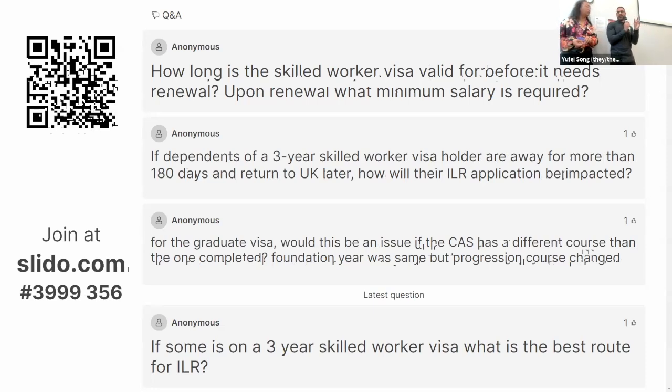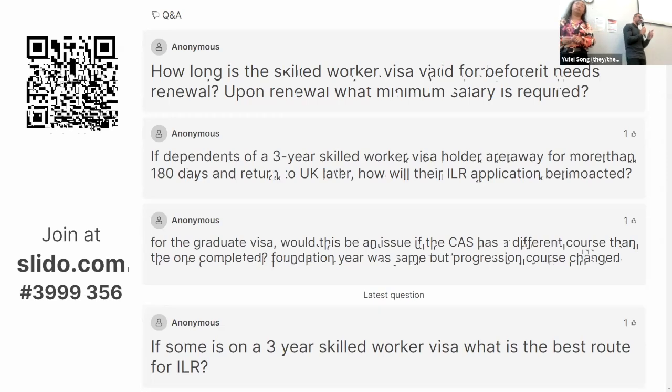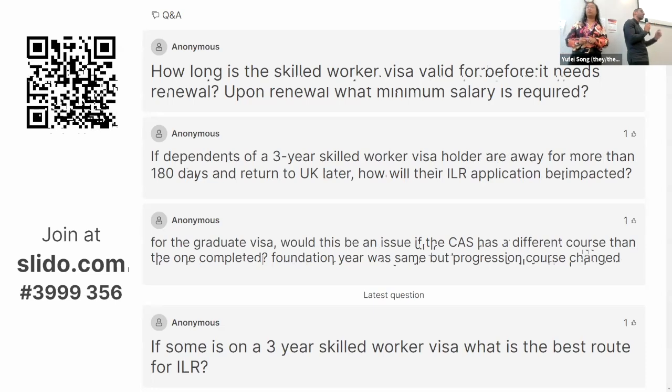So how long is the skilled worker visa valid for? Like I said, it all depends on the length of your certificate of sponsorship, either 2 years, 3 years, or 5 years. Now, upon renewal, what minimum salary is required? Going back to my example, if you are here on a 2-year sponsorship as a new entrant, and you're being paid 30,960, when it comes to the extension, you're no longer able to rely on new entrant criteria.